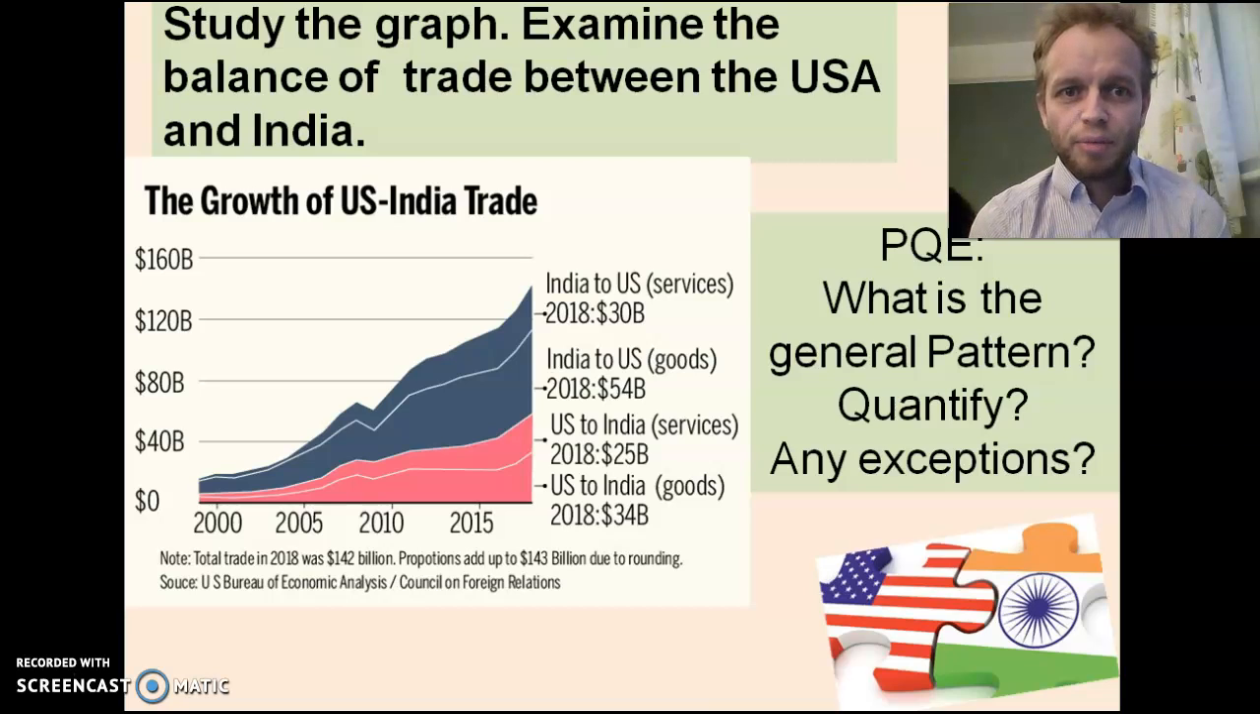I want you to examine the balance of trade between the USA and India. I'd like you to write a PQE paragraph. So what's the general pattern? I want you to quantify it, so use statistics. And then think about any exception. Think about how trade has changed from 2000 all the way through to 2018. What's going on there? And you'll notice that this graph is divided into imports, so the goods going to India, and then exports from India to the US. So pause the video and write your PQE paragraph.